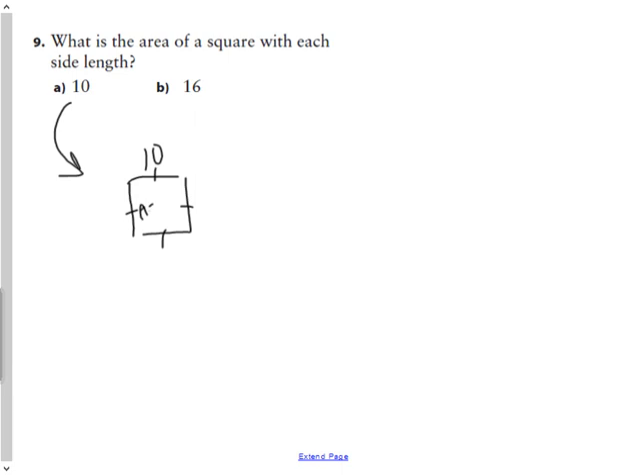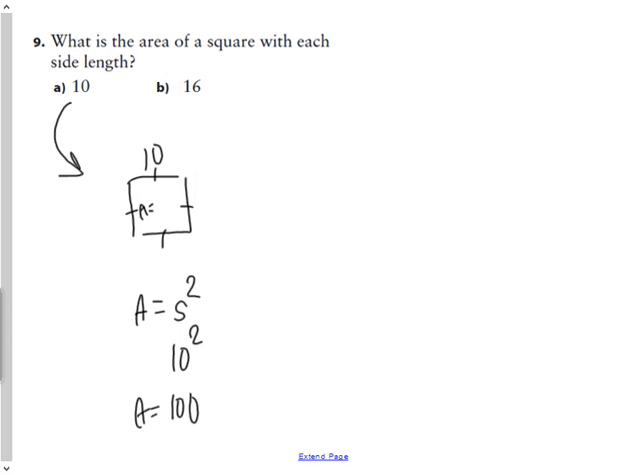And the formula for area, in grade 7, you learned that it's side times side. In grade 8, instead of saying side times side, we now know that that means side squared. So we're going to write our formula first. Then we're going to substitute our S for 10. And we're going to simplify it.